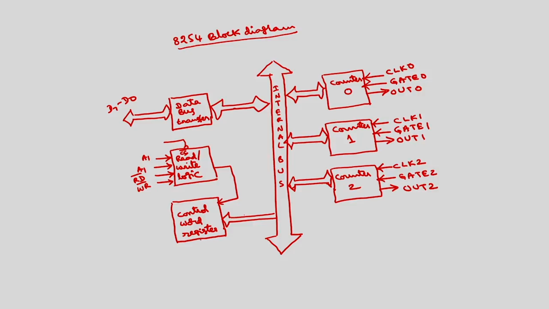So, this control register will control all the counters. There will be a connection to all the counters. This is the complete block diagram of the 8254 timer. Here also we have 9 signals, then 8, 17 signals, 18, 19, 20, 21, and we have VCC and ground. So, total 24 signals.